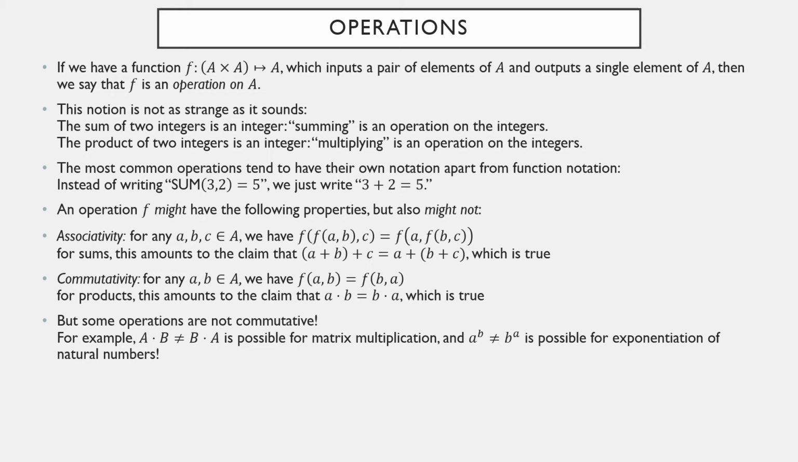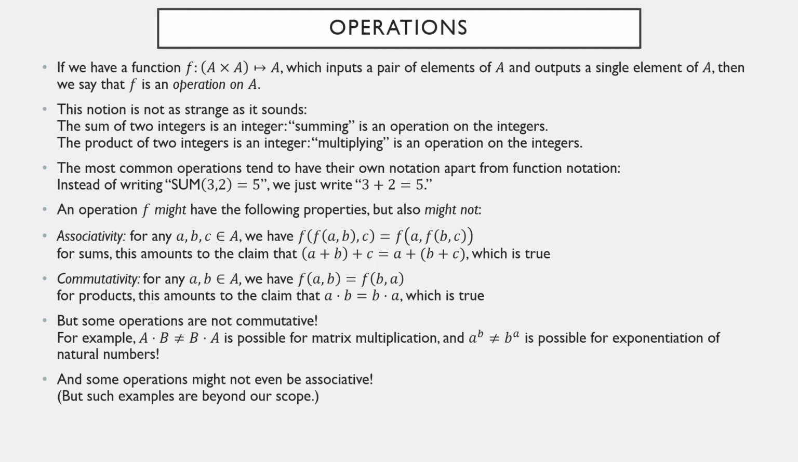You may be familiar with matrix multiplication, in which case A times B is not the same as B times A. But exponentiation is also an operation on natural numbers excluding 0. And A to the B is different from B to the A. So it kind of matters which of these two numbers is the base and which is the exponent. So exponentiation is not commutative like this. It also, by the way, is not associative. A to the B to the C is different from A to the B to the C.